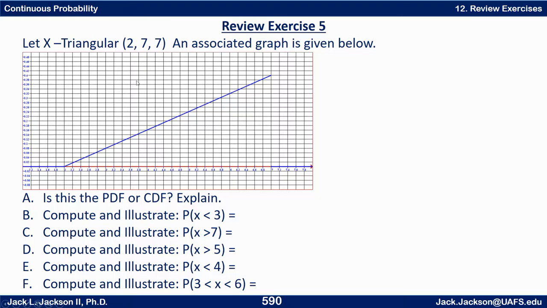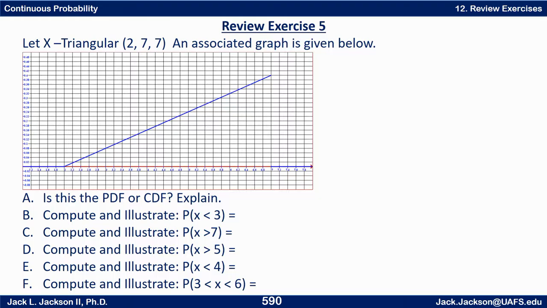The 2, 7, 7 means that this is 0 to the left of 2, 0 to the right of 7, and the PDF in between is one piece or maybe two pieces, which has a triangle under it with an area of 1. The x value of the highest point, the mode, is given by that third number, so the highest point is at 7 right here.